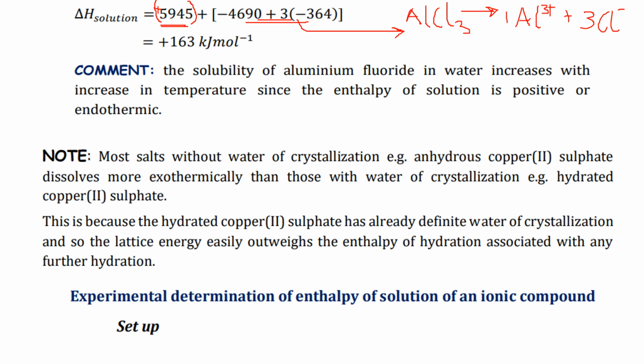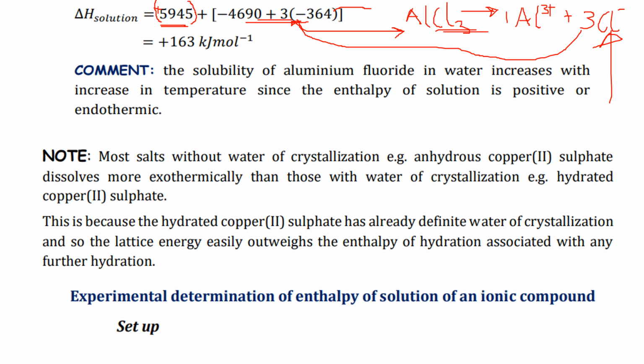Now since the energy value that was given in the question was for 1 chloride ion, that's why you are seeing the 3 which was present on the chloride ions that we get in solution, and we multiply it with the energy value for 1 chloride ion. So it's going to be 3 times negative 364, so that you can get the overall energy produced when you ionize chloride ions in water.